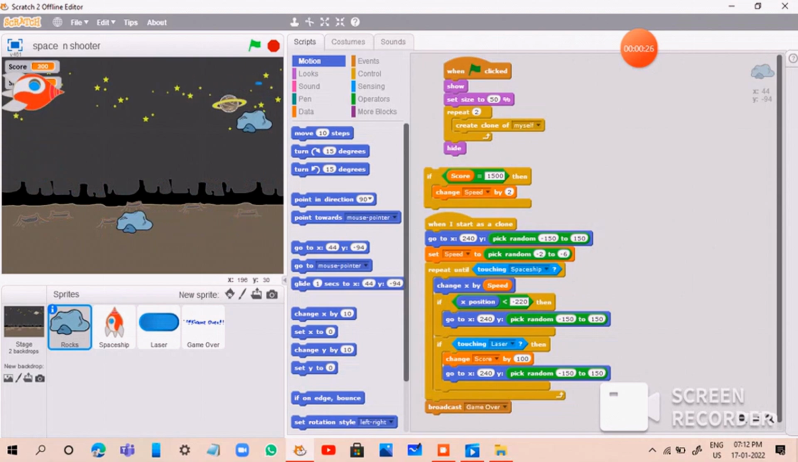The game uses control blocks the most. The game has 2 variables and 4 sprites. The 2 variables are score and speed. The score increases by 100 when one rock is destroyed, like it is being shown here. The 4 sprites are rocks, spaceship, laser, and game over, which have their own roles at different times.